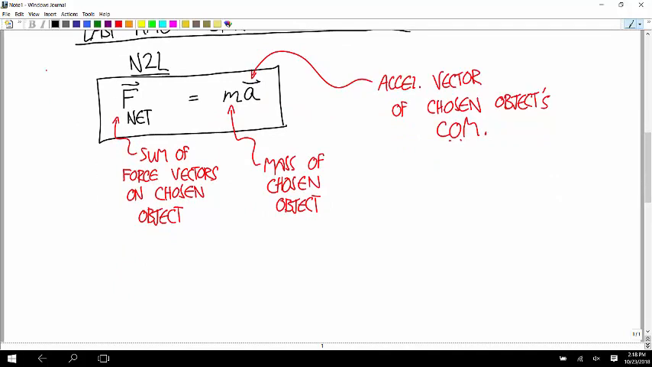You can see from the definitions of all these things in Newton's second law that this idea of being very clear to ourselves about our chosen object, what is our chosen object, and what's considered the surroundings of the chosen object is going to be really important. Okay, all of this stuff we have to be very clear to ourselves about what we're isolating from the rest of the world.